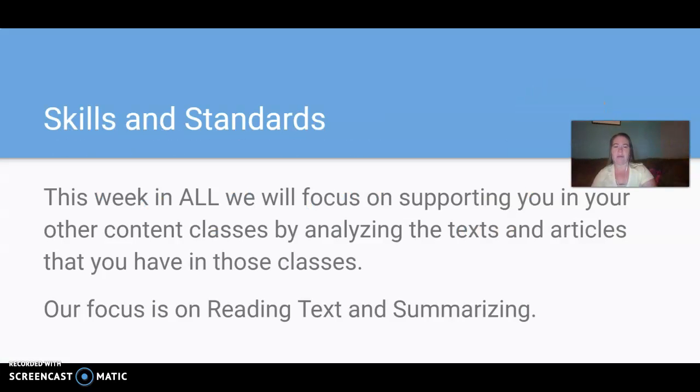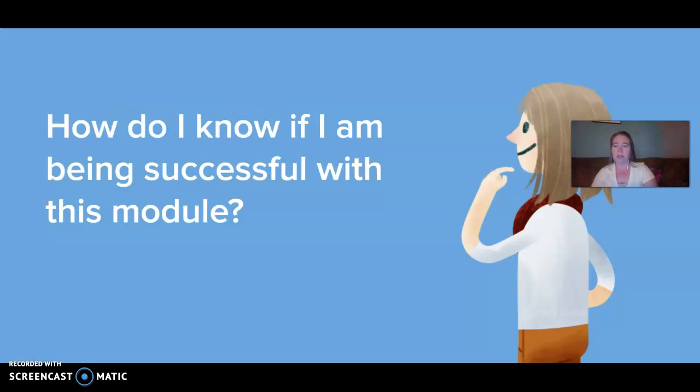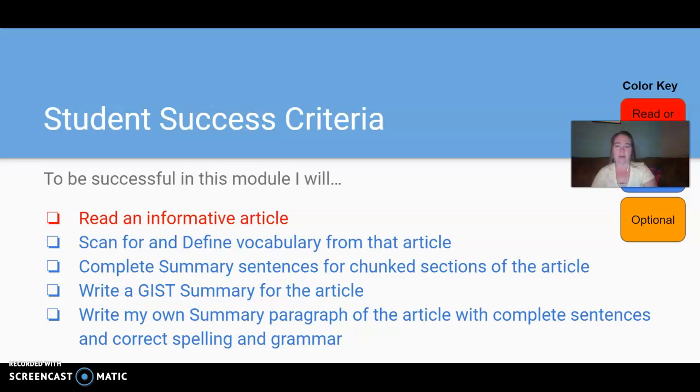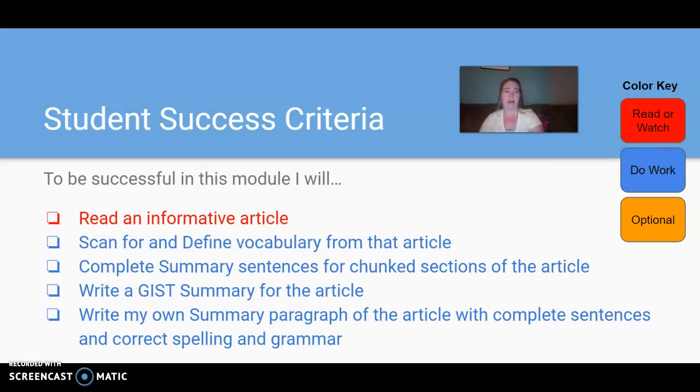Again, we're going to be focusing on supporting your other content classes by analyzing text and articles that you have in those classes. So your focus this week is on reading text and being able to summarize it. How do you know if you're going to be successful? Well, if you've read the article, if you've defined vocabulary, completed summaries and gists, and written a summary paragraph of that article. And then remember over here, you always have the color key here if you're still not sure.